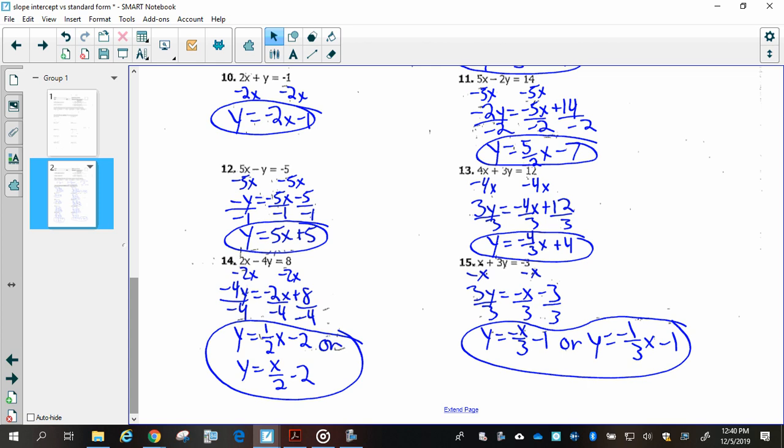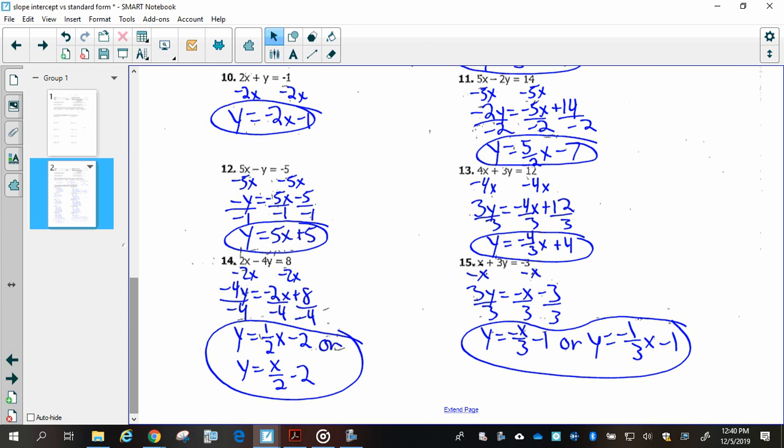14 and 15, you could write it either way. Y equals 1/2 x minus 2, or y equals x over 2 minus 2. And then 15, y equals negative x over 3 minus 1, or y equals negative 1/3 x minus 1.